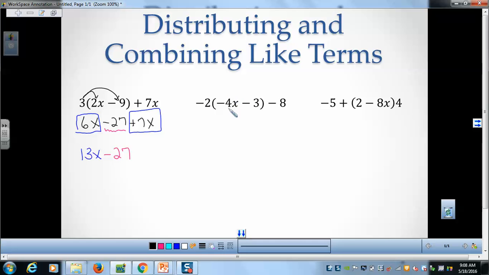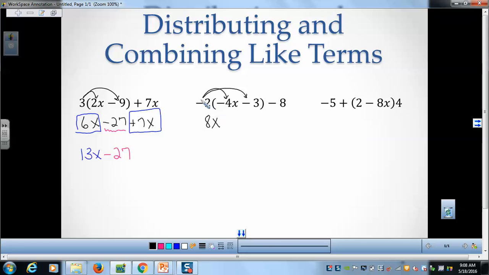Once again, if we just peek inside these parentheses, we have no like terms, so we can go ahead and jump right into our distributive property. So I'm going to distribute the negative 2 to the first term, and the negative 2 to our second term. Now once again, be real careful with your signs. So a negative times a negative is a positive, and then 2 times 4x is 8x. So we have positive 8x.